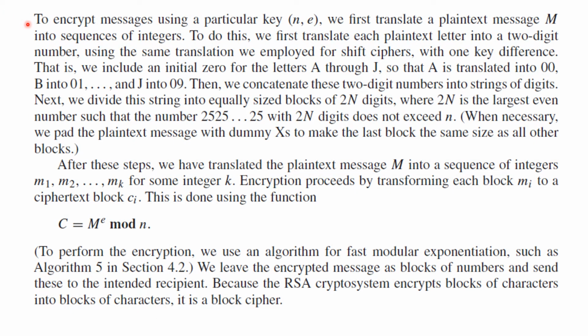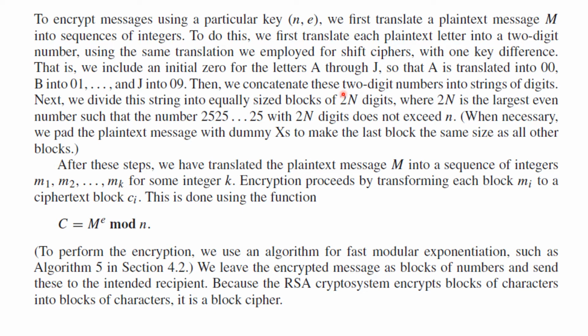Okay, so to encrypt messages using a particular key, n, e, we first translate a plain text message, M, into a sequence of integers. To do this, we first translate each plain text letter into a two-digit number. We're doing what we did before, except if it only has a single digit, you use a leading zero to make it two digits. So B would be 01, and J would be 09.